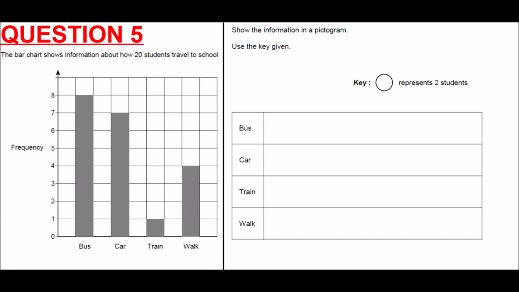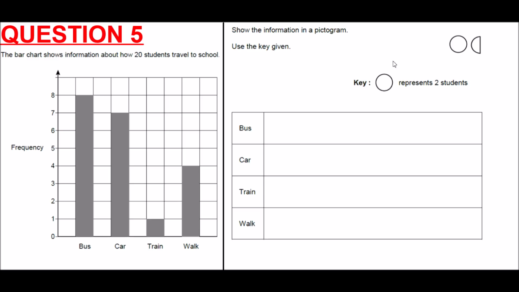Question 5, we have a bar chart and we want to change it into a pictogram. So what we've been given already is a key, where each complete circle represents 2 students. And so what I've got here is symbols of my own. So if a full circle is 2 students, then half a circle will obviously just be 1 student. So the bus means that 8 people took the bus.